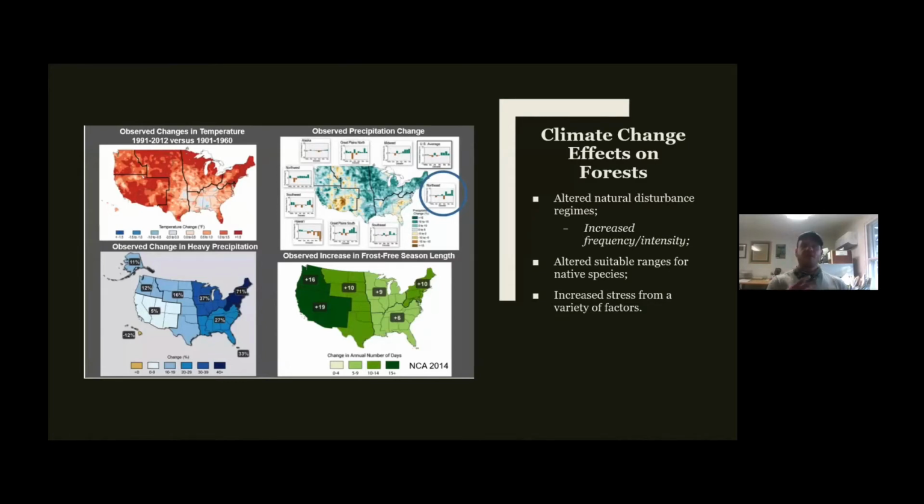Basically, what you can think about this is that it's increasing stress. Because as soon as their suitable ranges are altered, sugar maple isn't all going to die here all at once. It's just that the climate here is going to become less and less hospitable for it, which is going to be really, really stressful. And so you can think about this as a sort of volume of stress, and then add to that all this other stuff.